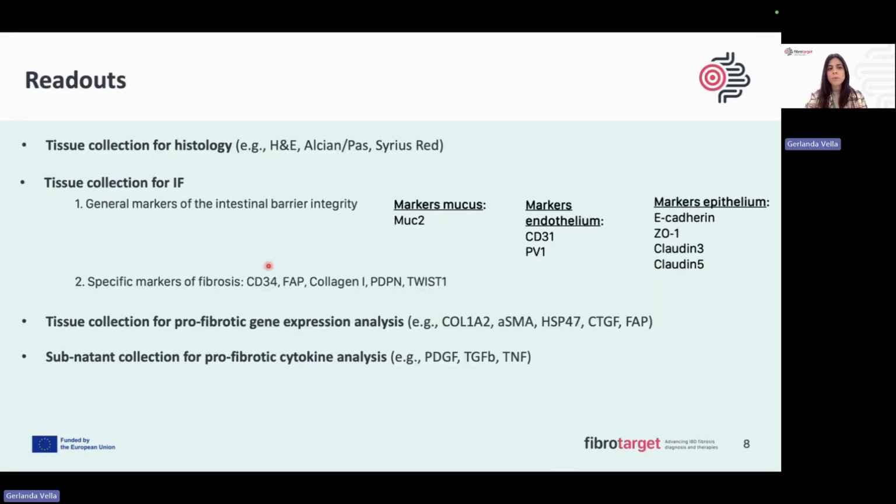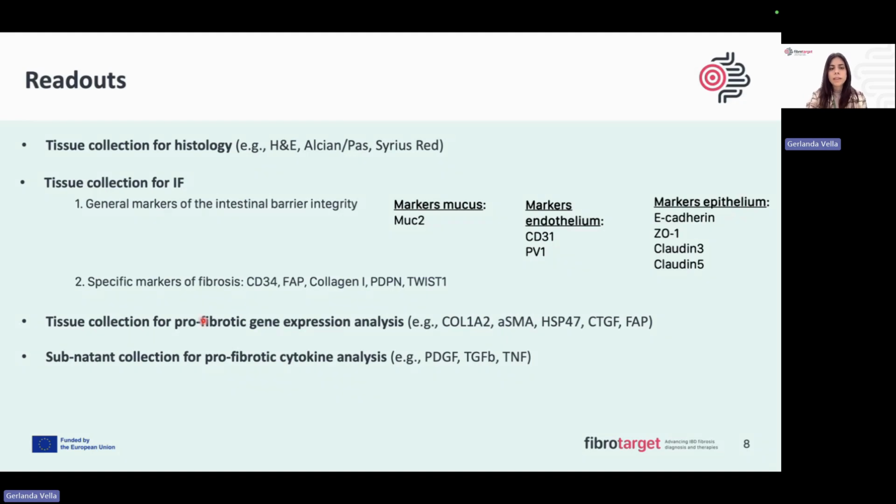This is the list of all the possible readouts for this system. The tissue that is collected can be used for histology. For example, it will be possible to do H&E staining, Alcian blue, or Sirius red staining. The tissue can also be stained for immunofluorescence to assess some general markers of intestinal barrier integrity, including MUC2, ZO1, PP1, CD31, or can be stained for some specific markers of fibrosis, including CD34, FAP, collagen 1, Twist1, and podoplanin.